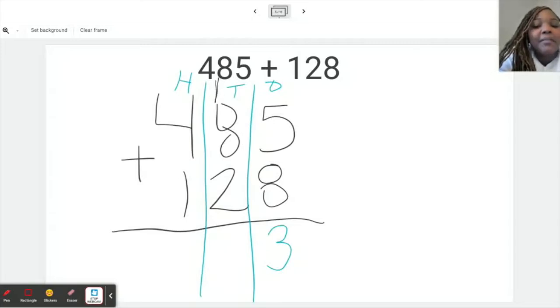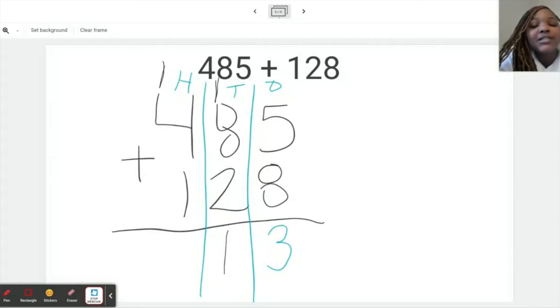Now in my tens column, I have 1 plus 8 plus 2. So take a moment and do that. What is 1 plus 8 plus 2? Right. My answer is 11. And now that I know my answer is 11, where does that other 1 go, friends? Where does that other 1 go? Right, it goes in the hundreds. So I'm going to go ahead and carry that other 1 and put it in my hundreds place.